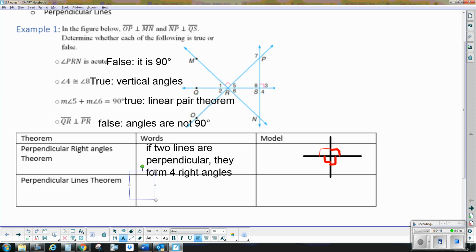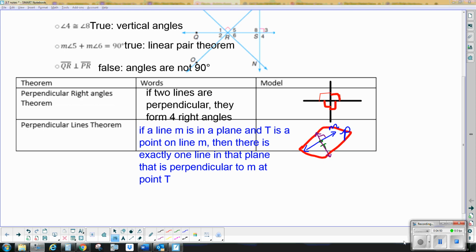Let's look at this diagram. Here's line M. It's on plane P, and T is on line M. Line M is the blue line. This theorem says that there's exactly one line that goes perpendicular to M at point T. So it has to go through point T and be perpendicular to line M. There's exactly one line that does that.